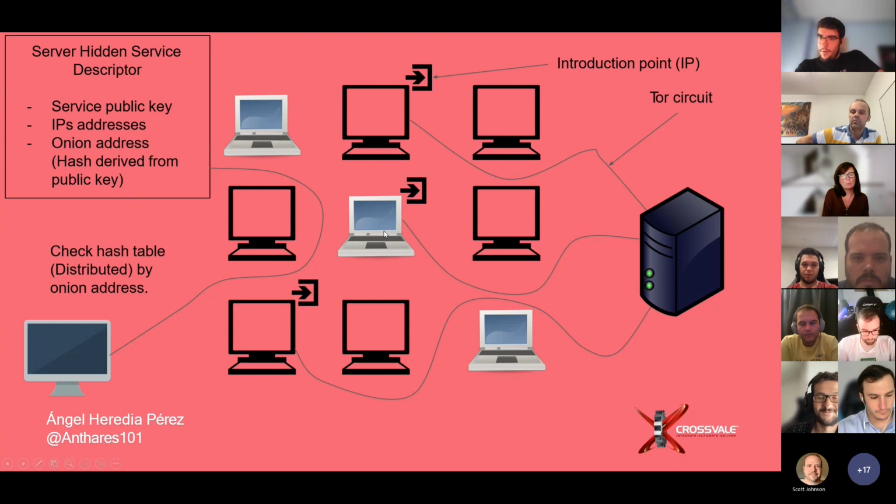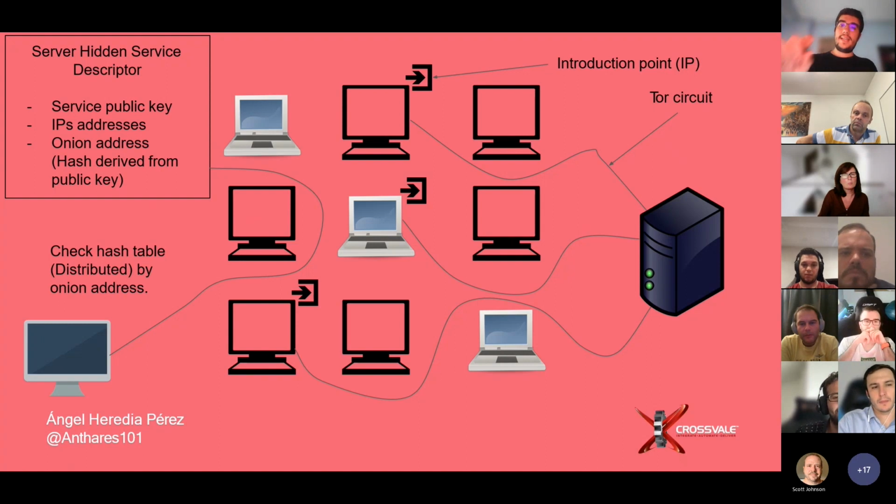There is a lot of stuff going on in this slide, I know. But before starting, I want to point out that the lines that join computers are Tor circuits. So if you see two computers connected by this kind of line, that means that there are 3 hops between them. So as you will see, there are a lot of hops here.